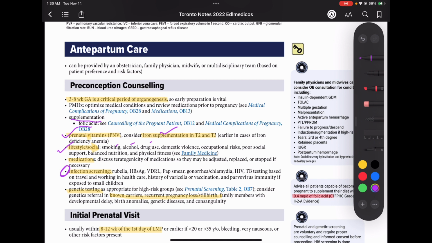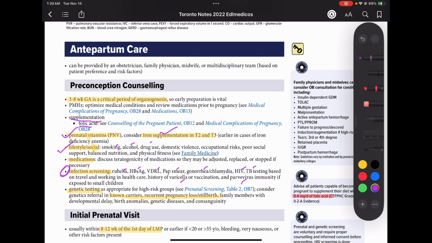We don't want these infections to transmit into our babies. So rubella, hepatitis B, syphilis, pap smear, gonorrhea, chlamydia, HIV, TB testing based on travel and working in healthcare, history of varicella vaccination, parvovirus immunity if exposed to small children, like maybe daycare. So this screening is very important.